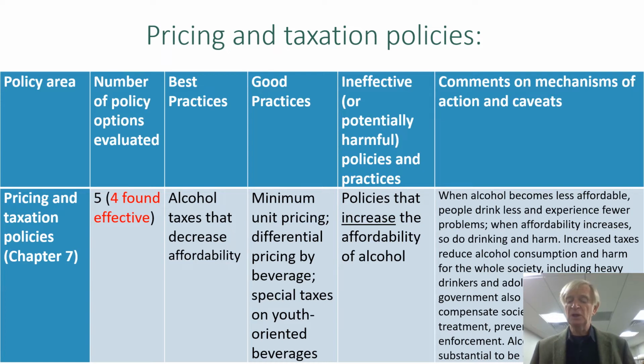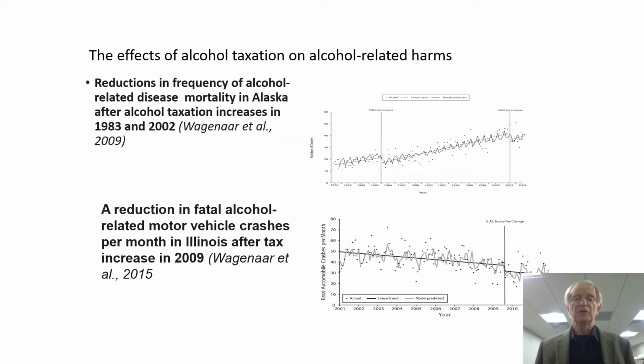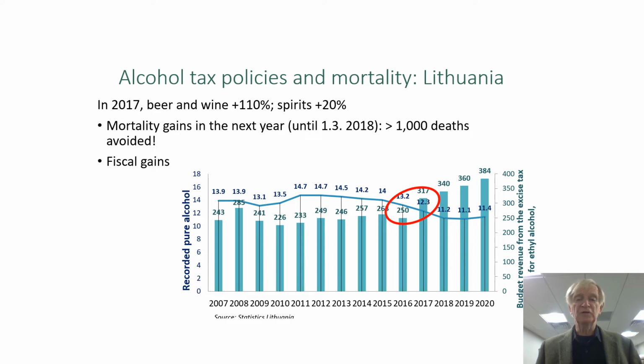Enforcement is a big issue, and unrecorded alcohol consumption is another. Also found to be good practices are minimum unit pricing, differential pricing by beverage, for example, taxing spirits at a higher rate than beer or wine, and special taxes on youth-oriented beverages which discourage kids from getting their hands on alcohol products. The research is good. It shows, for example, in the state of Alaska in the USA, when they raised taxes in 1983 and 2002, there were drops in alcohol-related disease mortality. And we also have good evidence that motor vehicle crashes can be reduced when taxes are raised, primarily because people drink less and get into less harmful situations because of that.